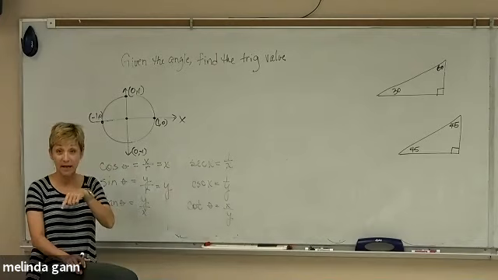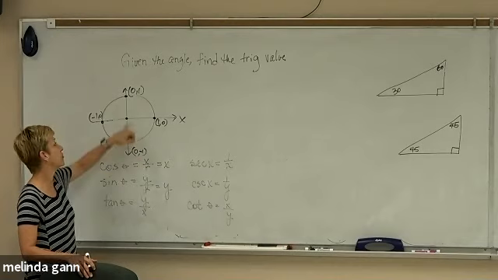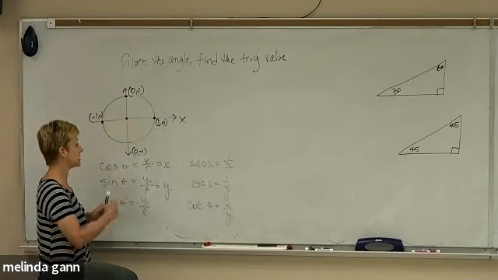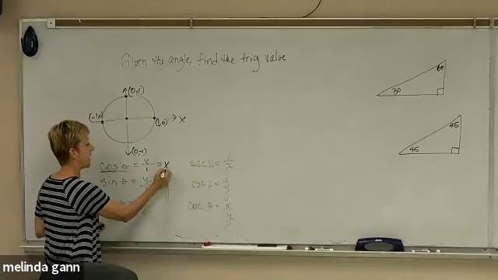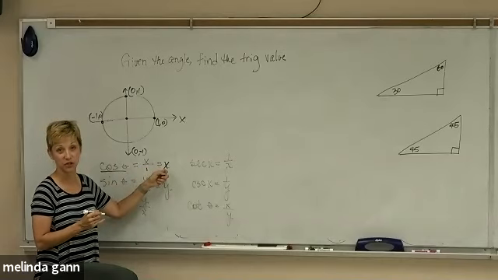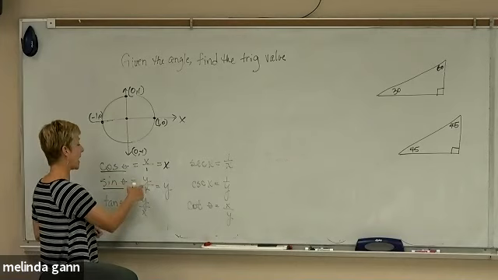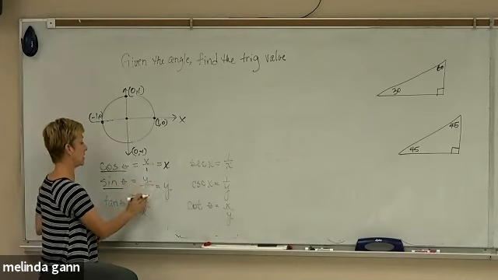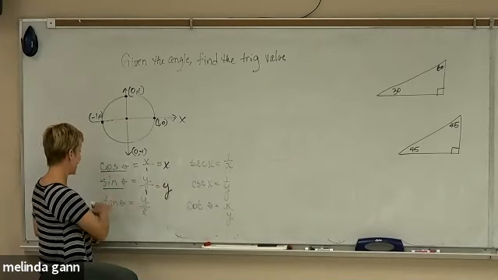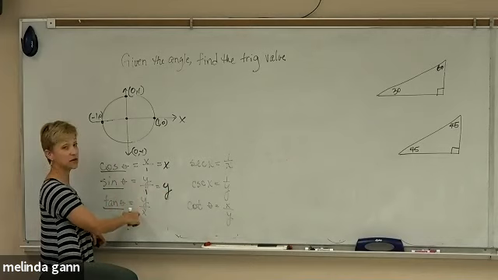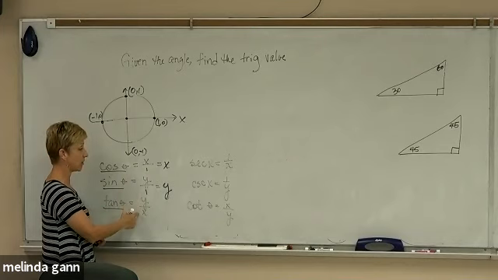Now, let me remind you about a couple of things. Cosine theta is x over r. But if you're on this unit circle, since your radius is 1, that r is going to be 1. So x over 1 is just x. So cosine on this unit circle is just your x coordinate. That's what's sweet about the unit circle. Sine of theta is y over r. But again, because your radius is 1, that r is just 1. So sine of theta on the unit circle is just y. Tangent, remember, is sine over cosine. So since sine was y and cosine was x, tangent is just y over x.